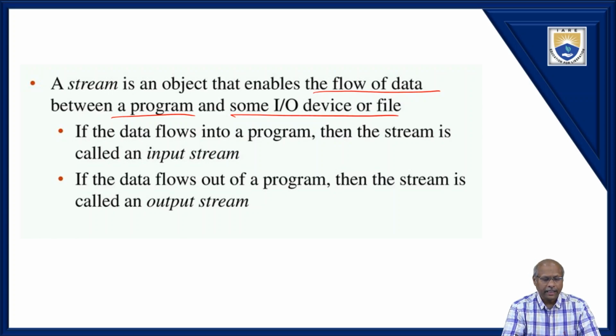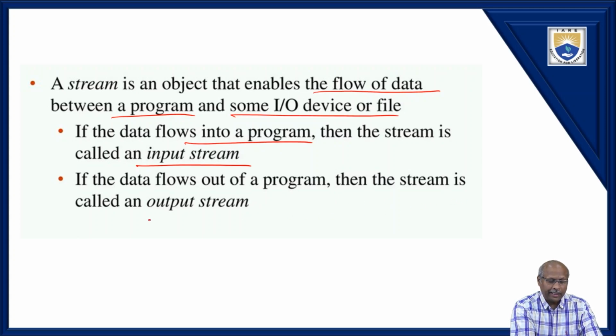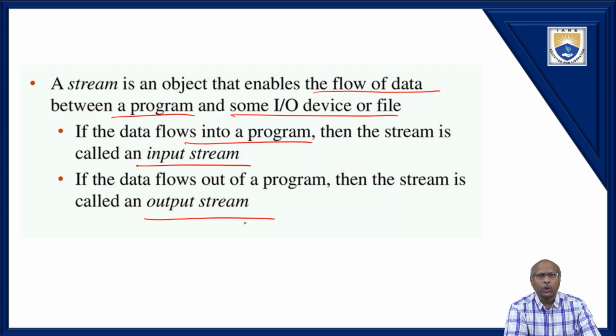If data flows into a program, then the stream is called an input stream. If the data flows out of the program, then that stream is called an output stream. So for every program, you need input and output. Whenever you want to deal with any external devices, your program will be completely reliant on IO streams.